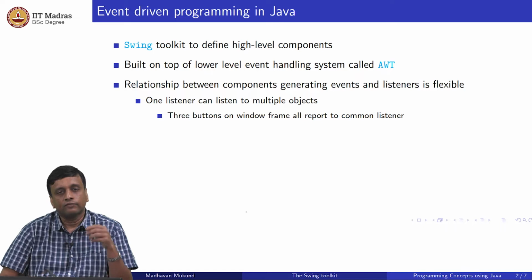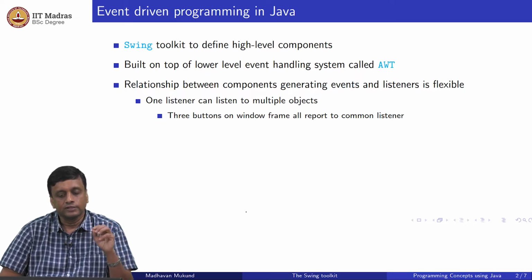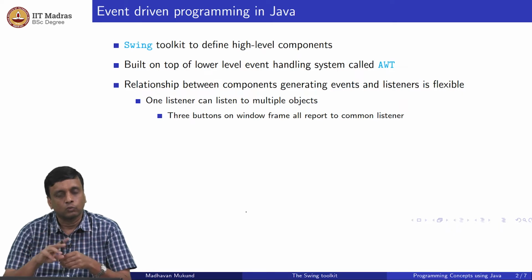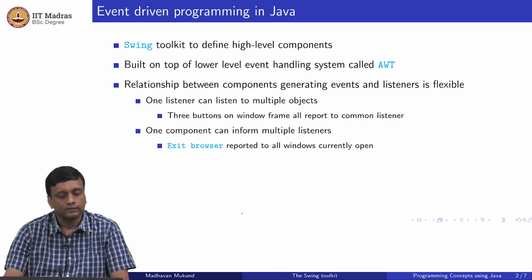So we could have a common listener listening to multiple objects. For instance, if we have three different buttons on a window, we might want to do something to the underlying window depending on the button. So the same listener must listen to all three buttons so that there is no confusion about what should be done when different buttons are pressed.